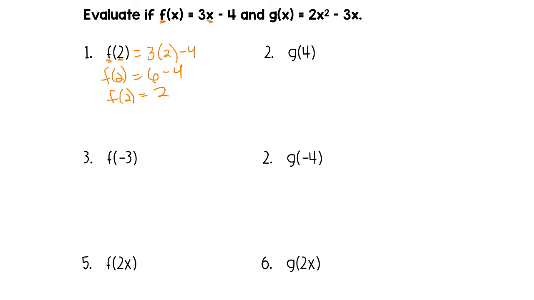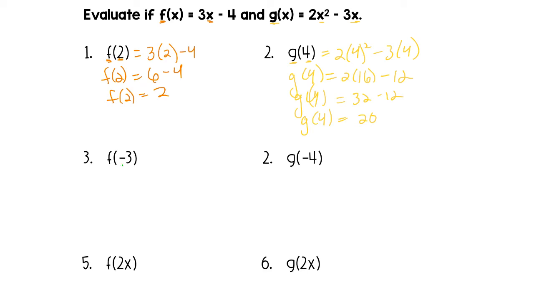Same idea for g of 4. We're looking for the g equation, and everywhere there's an x, we're going to put a 4. So here and here. So g of 4 is 2 times 4 squared minus 3 times 4. Well, let's do some simplifying. g of 4 is 2 times 16 minus 12. g of 4 also is 32 minus 12. So that means g of 4 is 20.